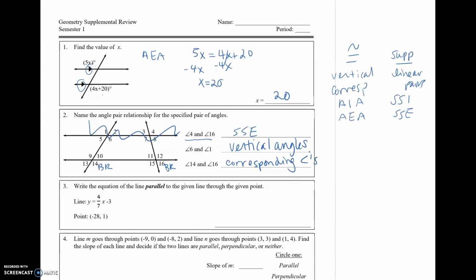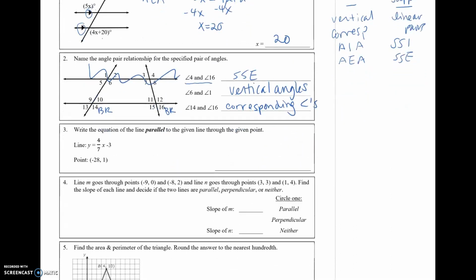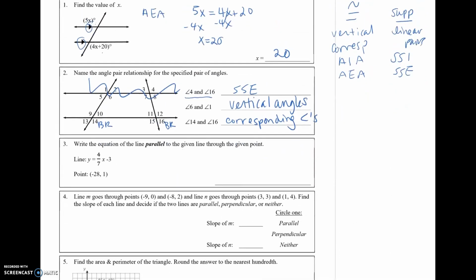All right, moving on to number 3. In question 3, we are now writing the equation of the line parallel to the line through a given point. So if I'm given this line and they're parallel, I know that parallel lines have the same slope. And I need to remember that perpendicular lines have opposite reciprocal slopes.